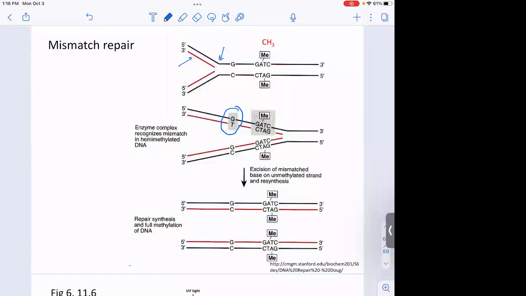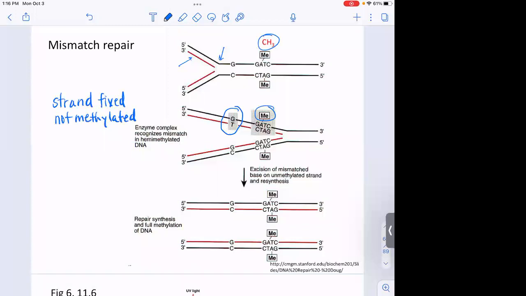Well, the enzyme can sense which strand has been methylated. And it assumes the methylated strand, again, with that methyl group on it, is the older one. So it's going to fix the strand that is not methylated, because that's the newest one. It assumes that the newest one is the wrong one, okay?